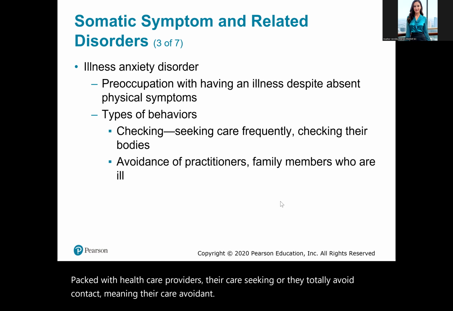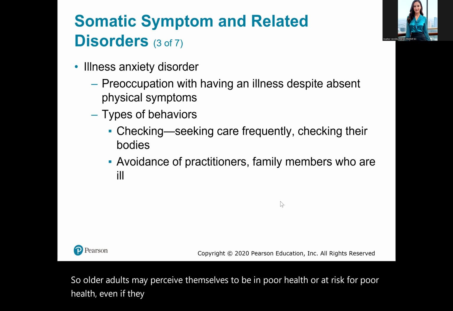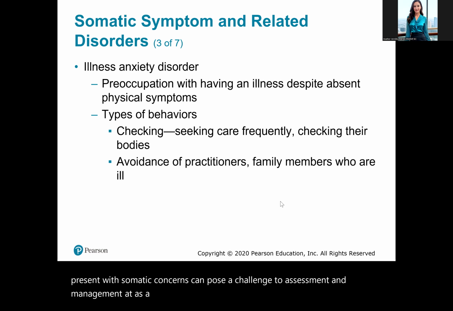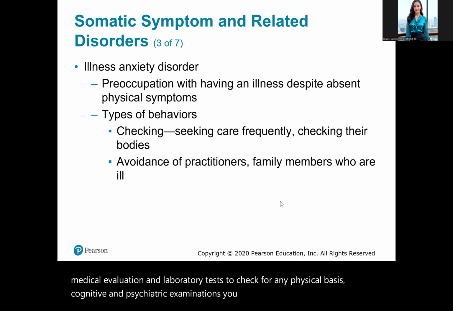So older adults may perceive themselves to be in poor health or at risk for poor health, even if they have no significant physical impairments. Their tendency to present with somatic concerns can pose a challenge to assessment and management. As a first step, the individual should undergo a comprehensive medical evaluation and laboratory tests to check for any physical basis. Cognitive and psychiatric examinations are obviously warranted too.